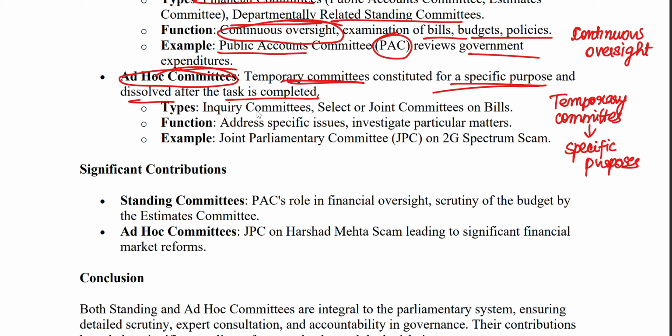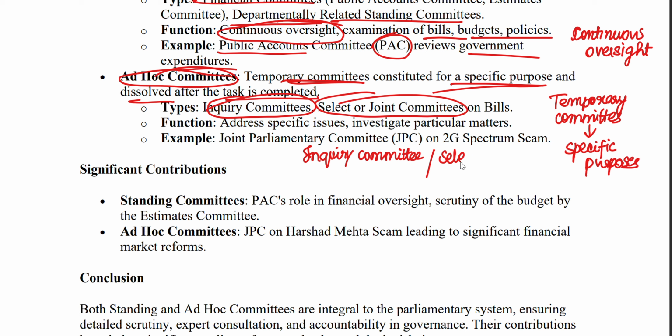The types are inquiry committees, and select or joint committees on a bill. So we will have the inquiry committee, and then we have the select or the joint committee. They address specific issues and investigate a particular matter. For example, the Joint Committee on the 2G spectrum scam. Ad hoc.